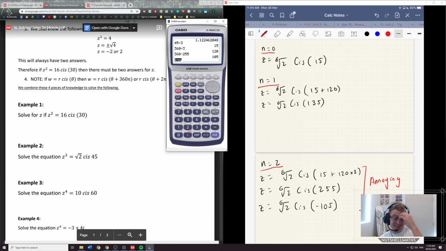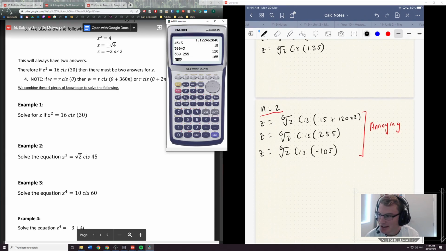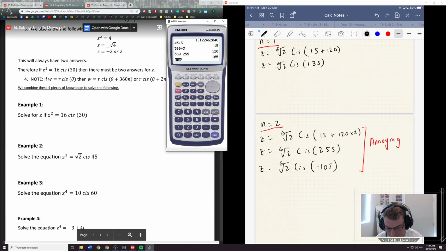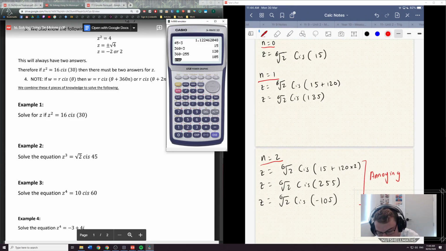I'm trying to challenge you guys to this one now. Right? If only there was a smarter way. So have a think about this now. We know that if we got n equals 0, n equals 1, n equals 2, then if we did n equals 3, we'd come back to 0, and so on and so forth.